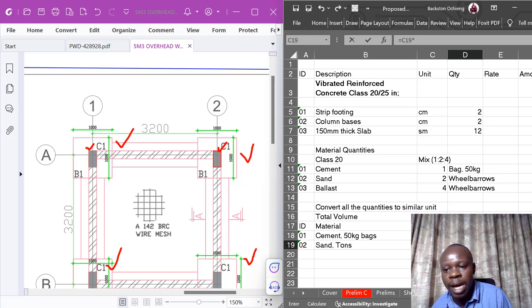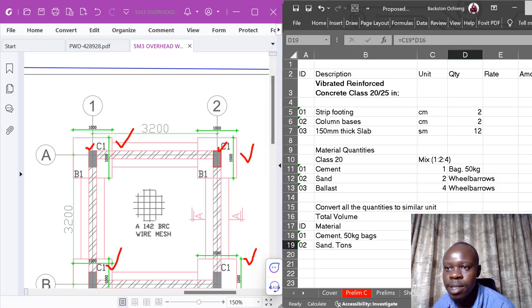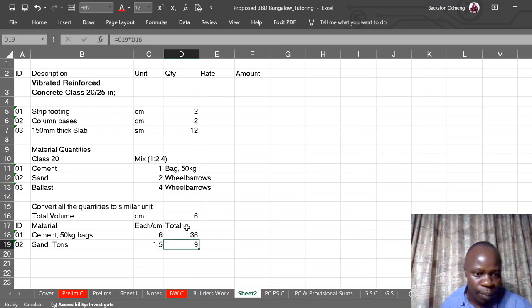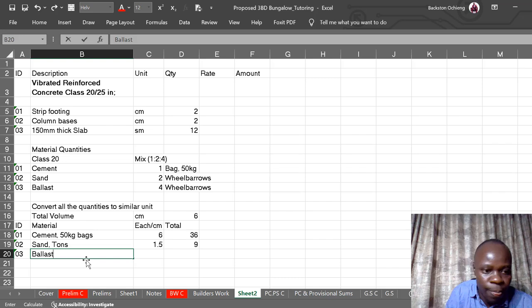Then you multiply that times 6, which is the total cubic meters that we have for the elements we're dealing with. So this gives us 9 tons of sand. Then finally we talk about the ballast. Ballast as well we talk about tons.